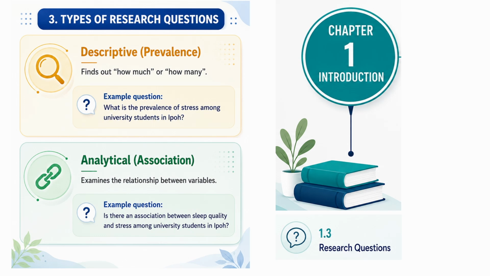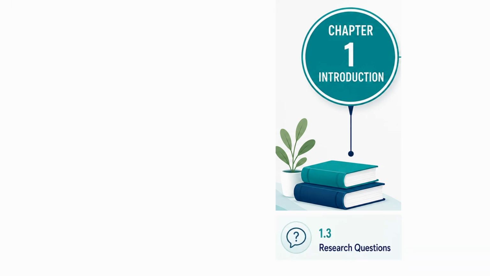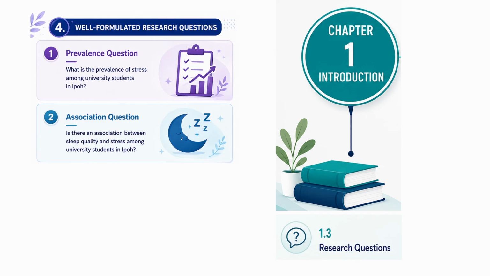An analytical or association type research question will ask, is there an association between sleep quality and stress among university students in Ipoh? A well formulated research question can have one question on prevalence and one question on association.